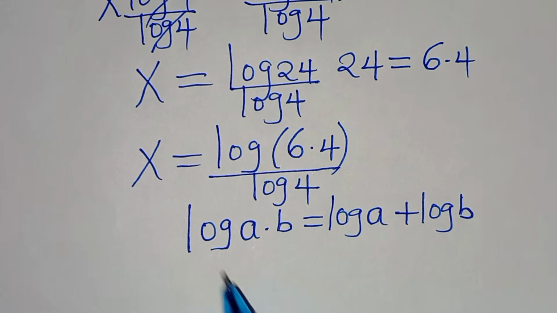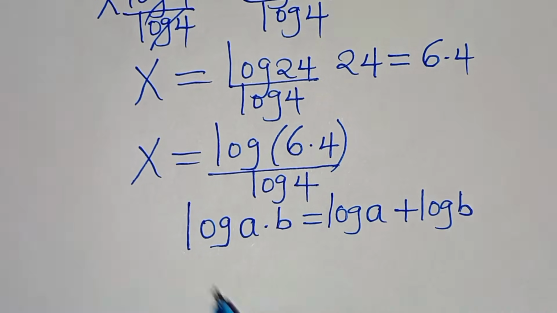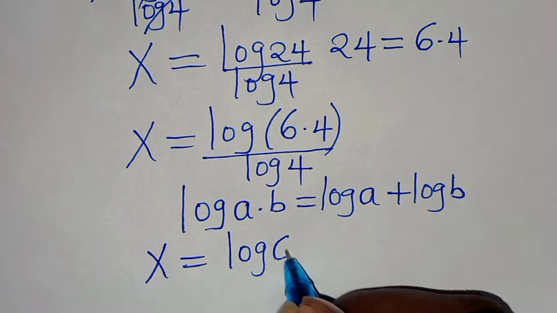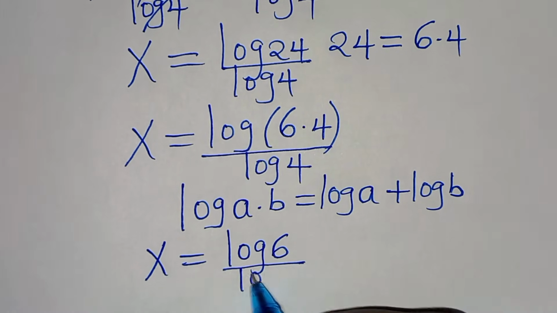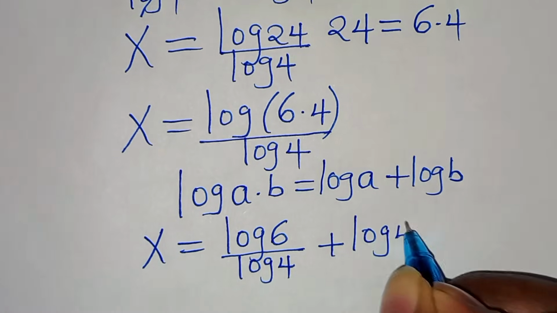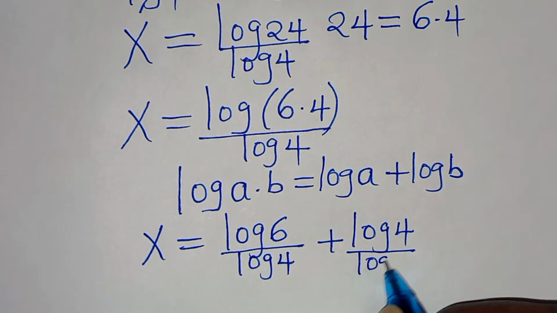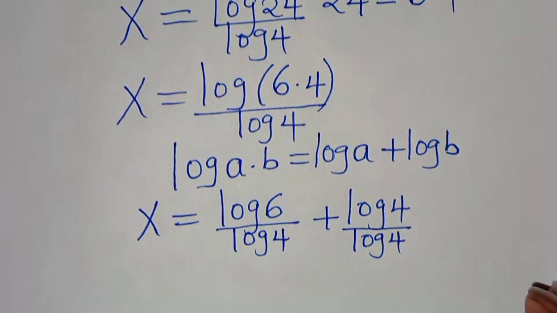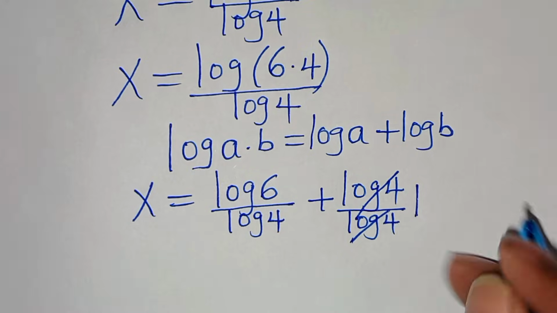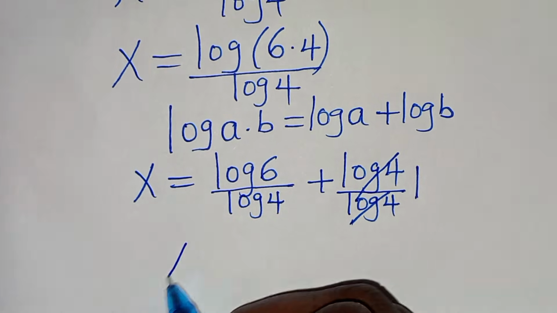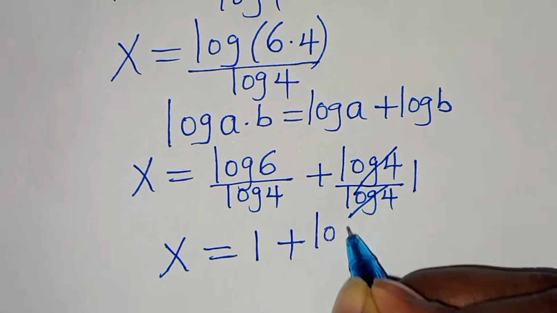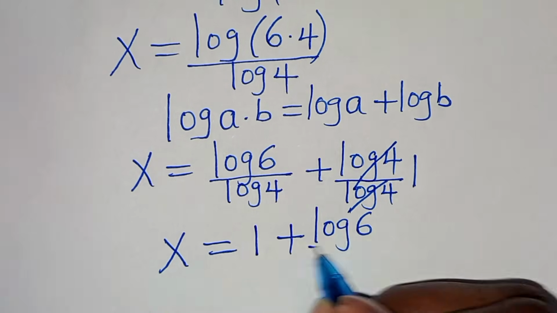Now, applying this logarithm property, this implies that x here is equal to log 6 divided by log 4, then plus log 4 divided by log 4. So let's simplify log 4 and log 4 here. This is the same thing as 1. And this implies that x is equal to 1 plus log 6 divided by log 4.